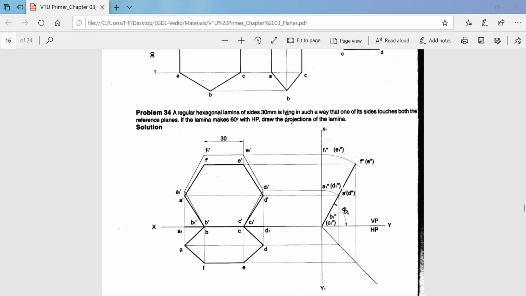So then the side is given as 30 mm. You just measure 30 mm and cut an arc. A similar process is used to construct a hexagonal lamina.